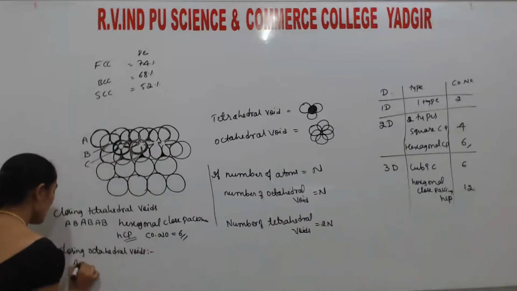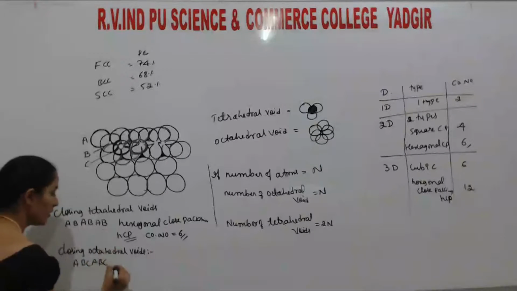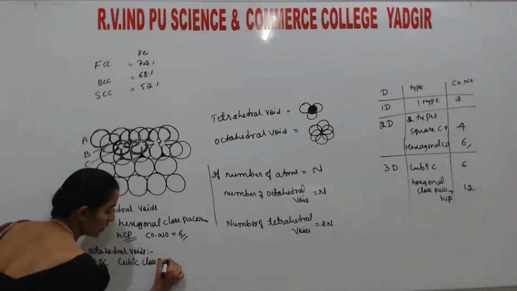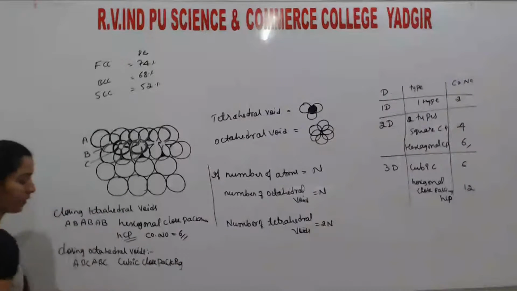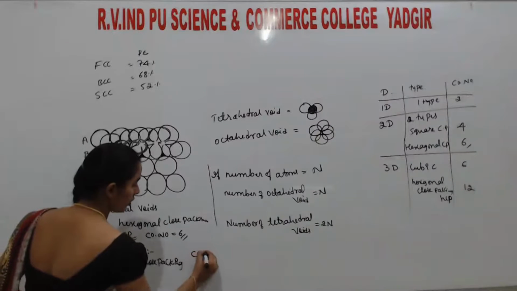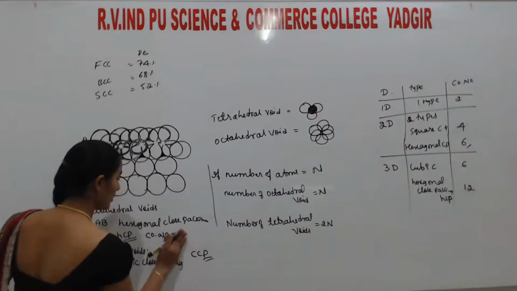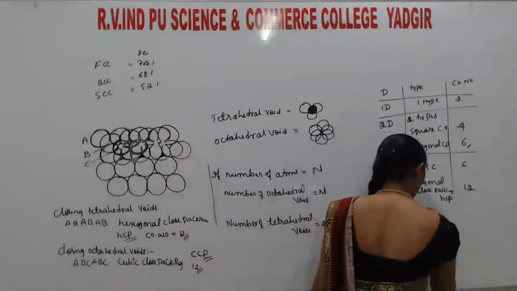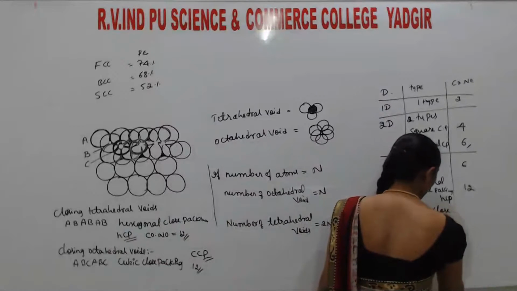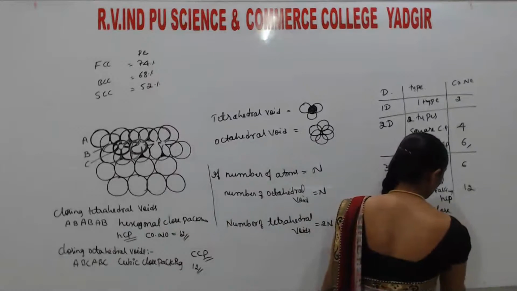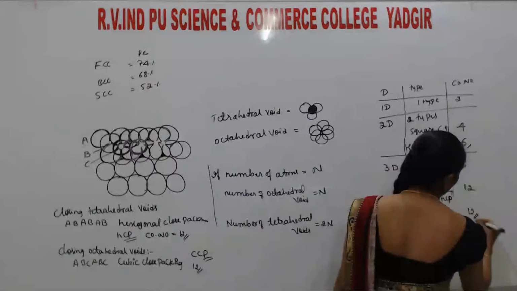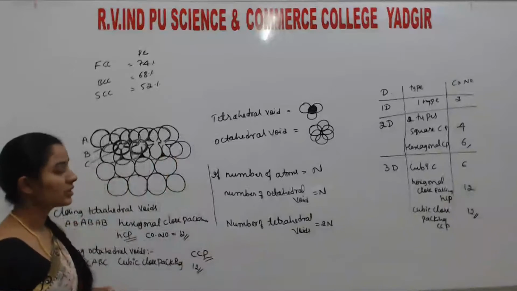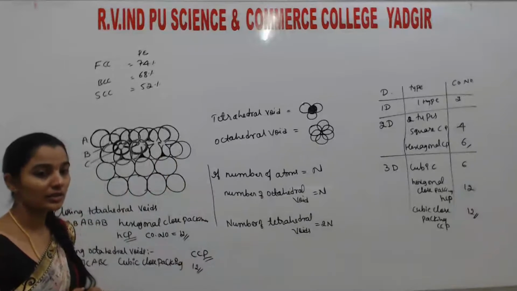If the arrangement is ABC type, then it is cubic close packing, called CCP. It also has coordination number 12. So cubic close packing, that is CCP, coordination number is 12. So this is all about the arrangement of atoms in one dimension, two dimension and three dimensional structure.